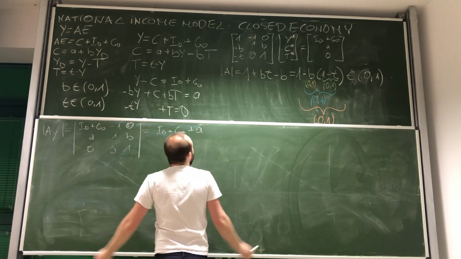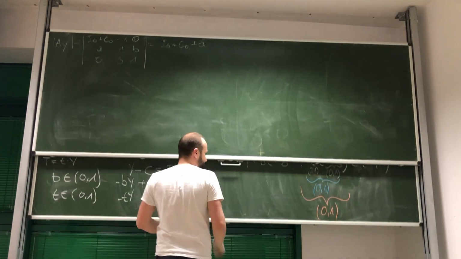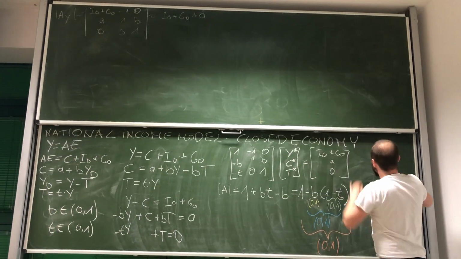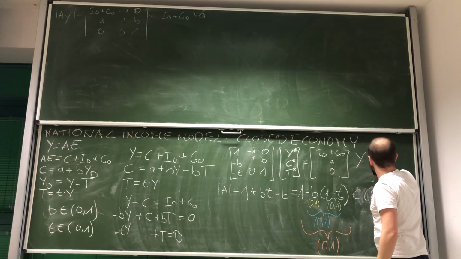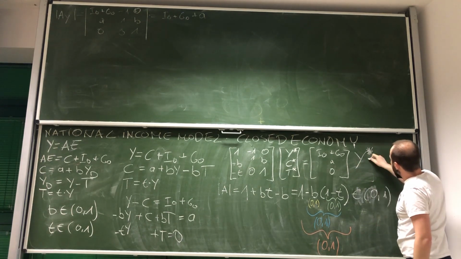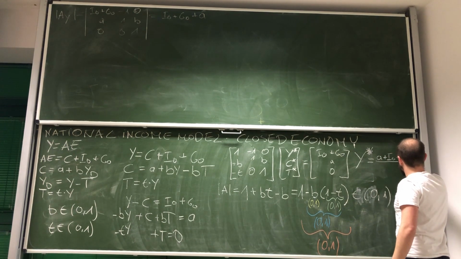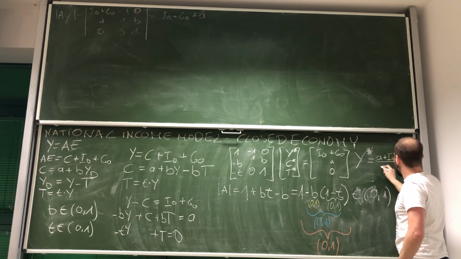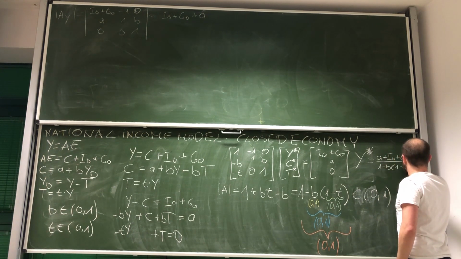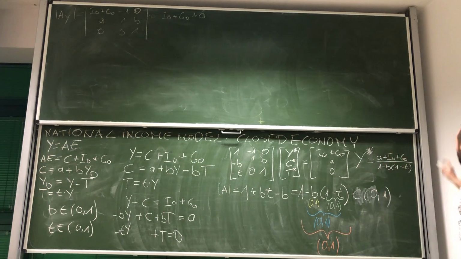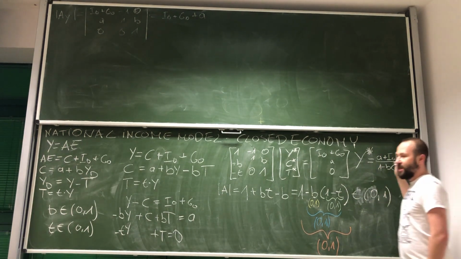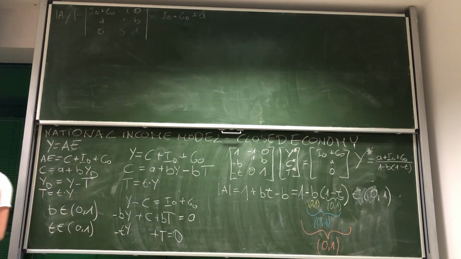And just like we had this before, we get that the equilibrium level of income in our closed economy is given by A plus I0 plus G0 divided by 1 minus B times 1 minus T. We also know that all those are positive. This is a number between 0 and 1, so definitely positive. This is the outcome we wanted, and this is the outcome, of course, we got last time.